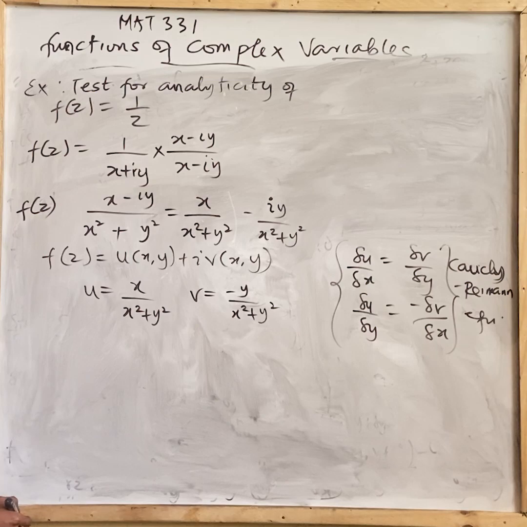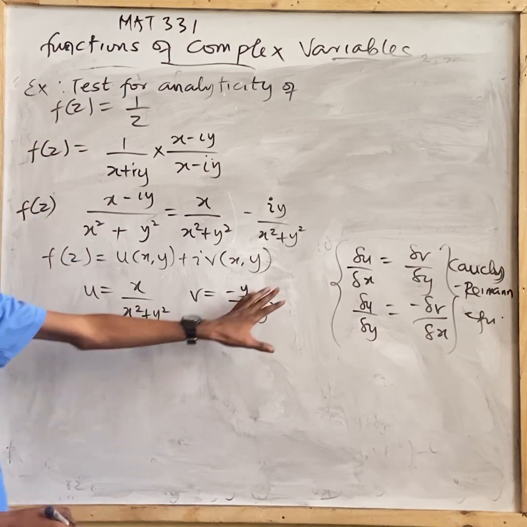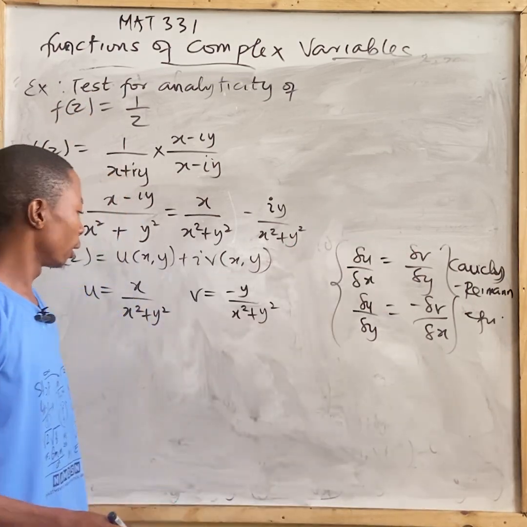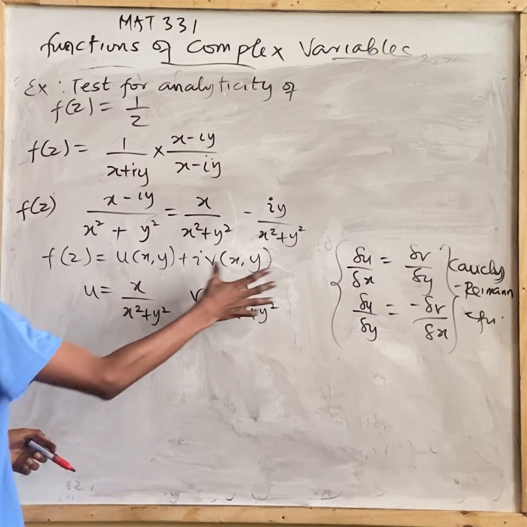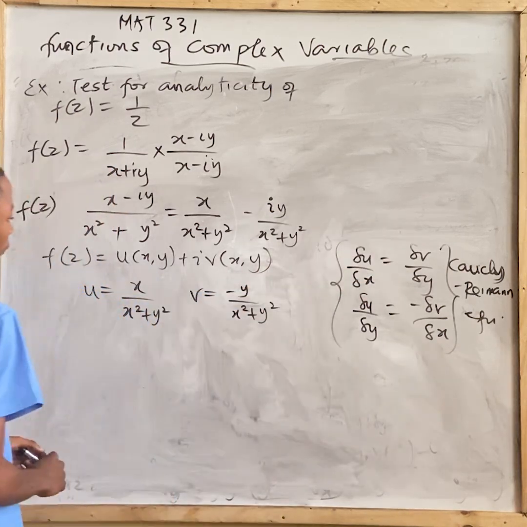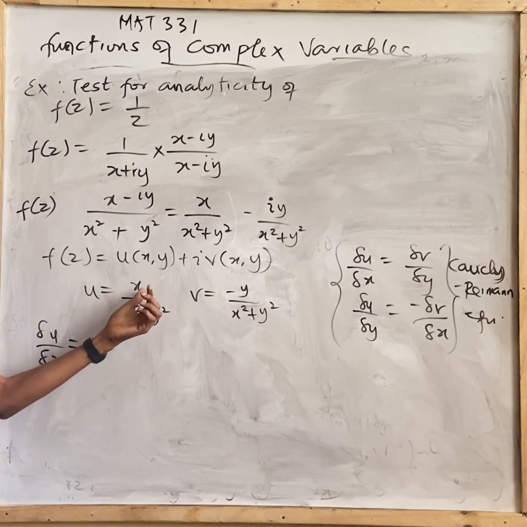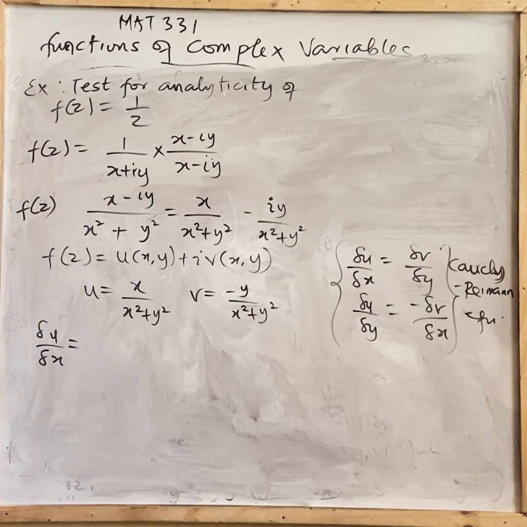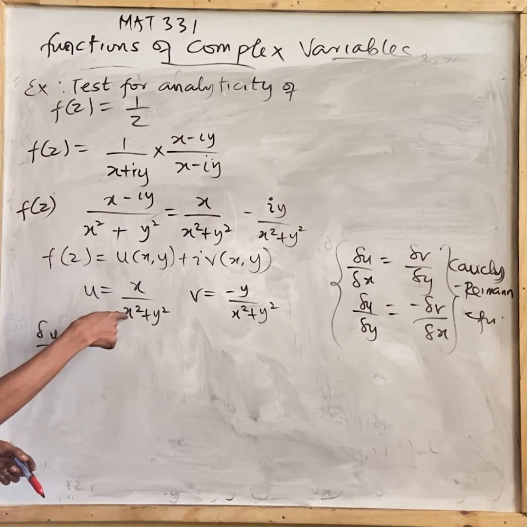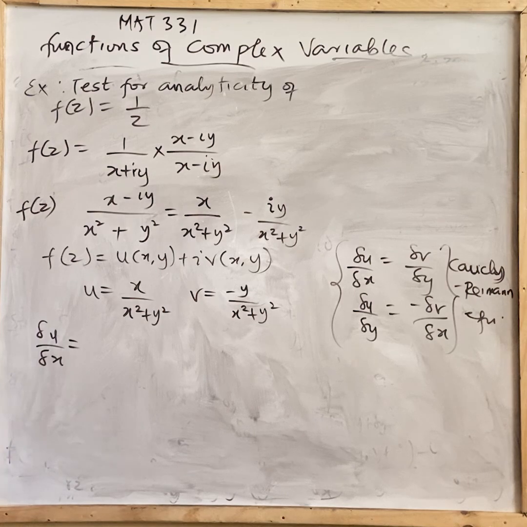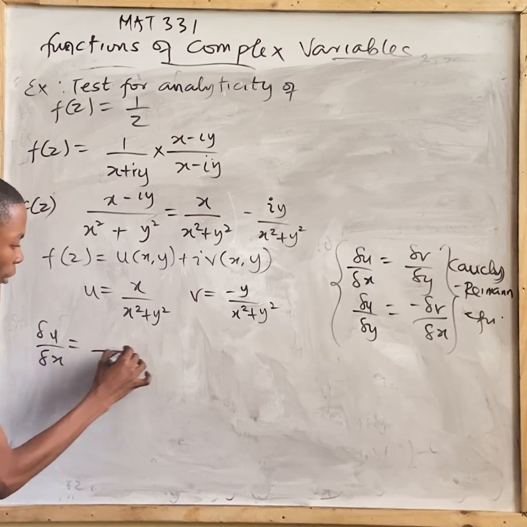So then, for me to check whether this function is analytic, I will test this function from these four partial derivatives. I'll first take the partial derivative of u with respect to x. How will I differentiate something like this? I'm going to use the quotient rule. Why? Because I have x here, I also have x here. So you remember the quotient rule from elementary calculus.